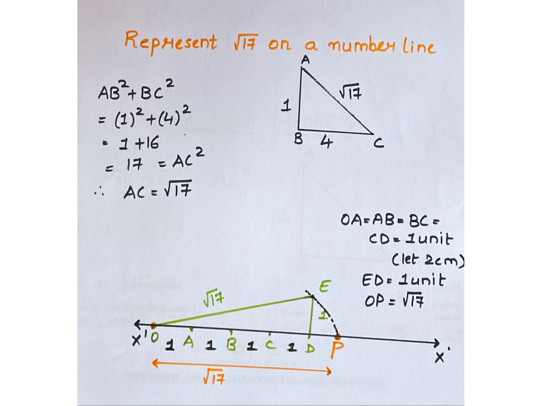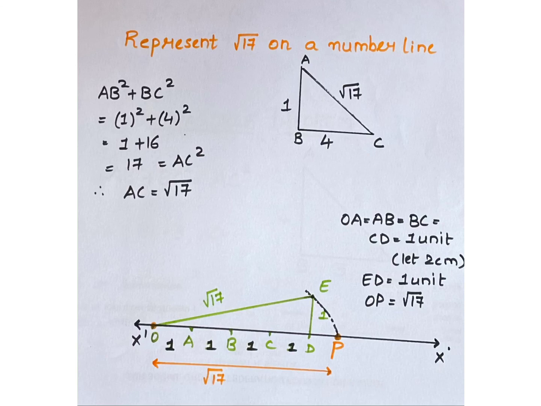Now we'll see how to represent it on a number line. Draw x dash axis. Now here we require 4 units. So take OA is equal to 1 unit. I have taken it here as 2 centimeter. You can take whatever you want. Same way, AB is equal to 1 unit, BC is equal to 1 unit and CD is equal to 1 unit. So OD will become 4 units.